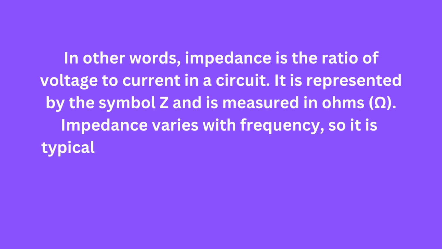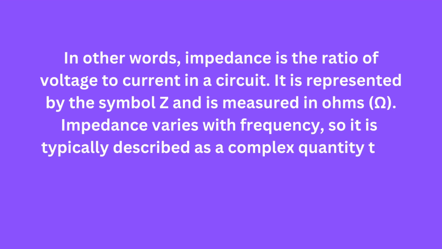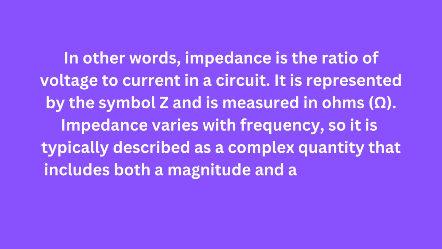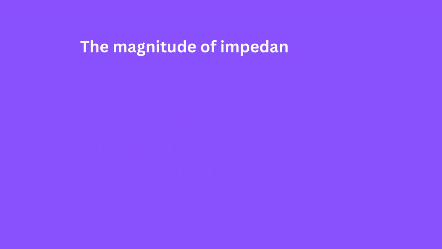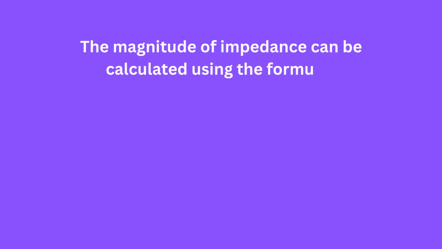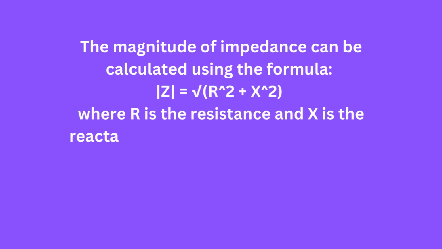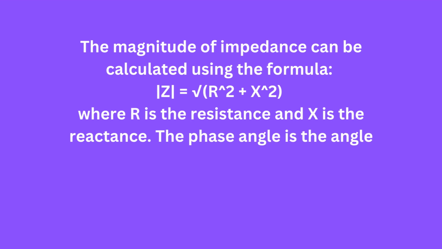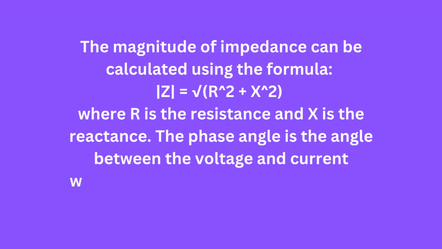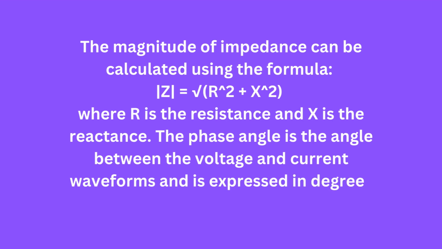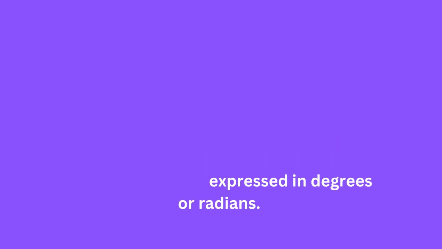Impedance varies with frequency, so it is typically described as a complex quantity that includes both a magnitude and a phase angle. The magnitude of impedance can be calculated using the formula Z = √(R² + X²), where R is the resistance and X is the reactance. The phase angle is the angle between the voltage and current waveforms and is expressed in degrees or radians.